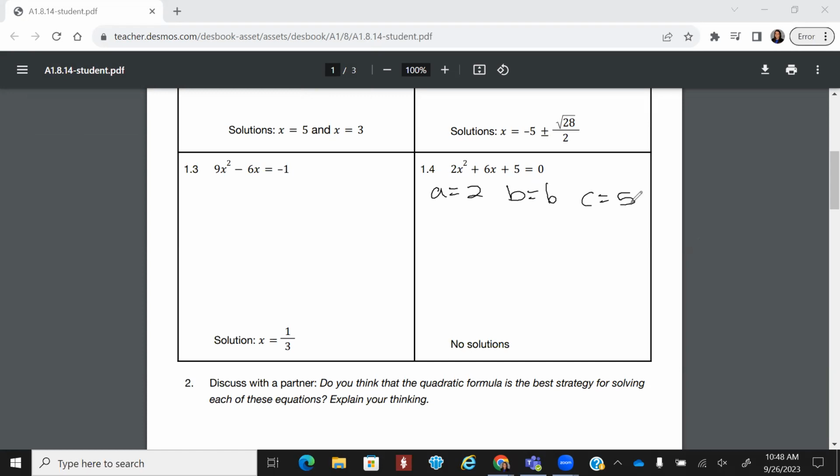Okay, so now that we've identified your a, b, and c, let's go ahead and plug in. That's going to be -6 plus or minus the square root of 6 squared. With me so far? Okay, minus 4 times a, which is 2, times c, which is 5. Okay, I'll show you in a second. All over 2a.